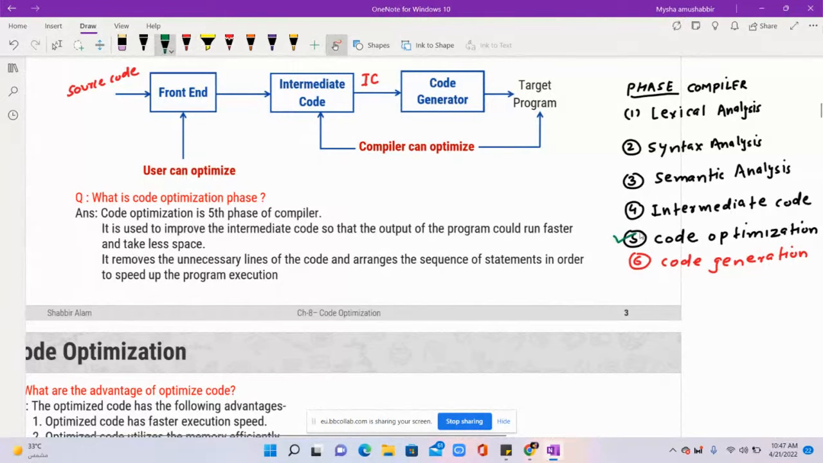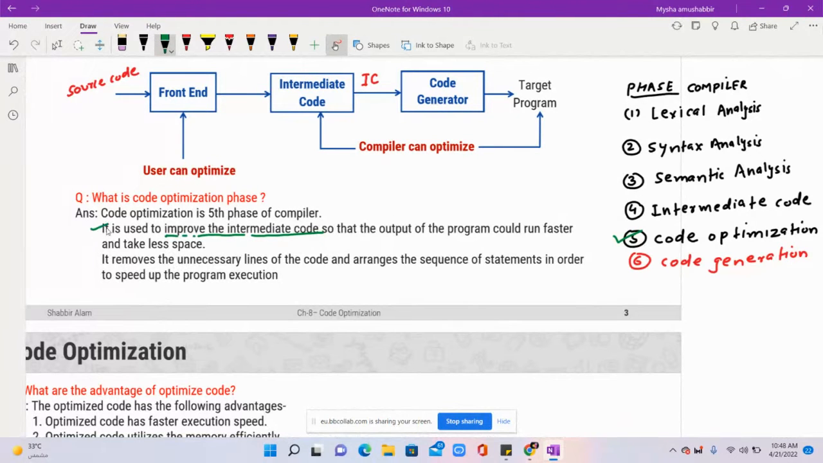So the fifth phase, what? Code optimization. The first point is, code optimization is the fifth phase of the compiler, and it is used to improve the intermediate code so that the output of the program could run faster and take less space. What is the output of intermediate code? Like three address code. So the code optimization phase improves the intermediate code so that the output of the program could run faster. That means optimized code should be faster and take less space in memory.